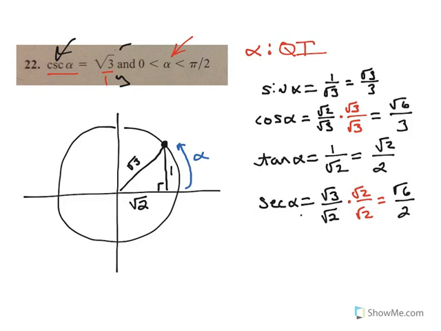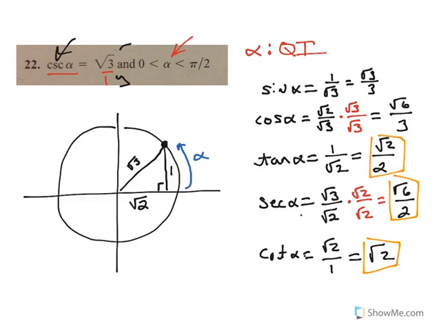And then cotangent. Cotangent is the reciprocal with tangent. So tangent was 1 over radical 2, so cotangent would be radical 2 over 1, which is just radical 2. And that should be your 5 remaining trig ratios for angle alpha at that particular location.